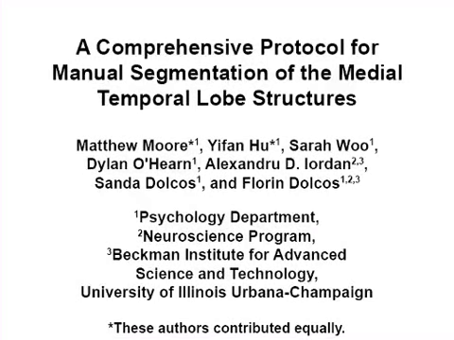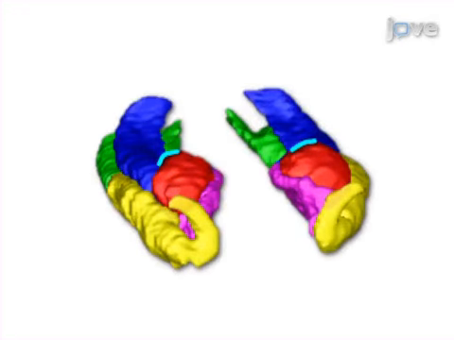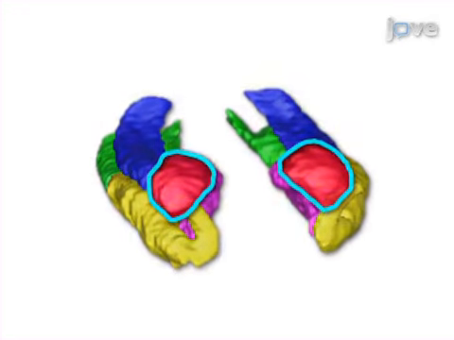The overall goal of this procedure is to illustrate how to manually trace the human medial temporal lobe structures on high-resolution magnetic resonance images. This is accomplished by first identifying the amygdala in the brain and tracing it systematically from the anterior to the posterior borders.